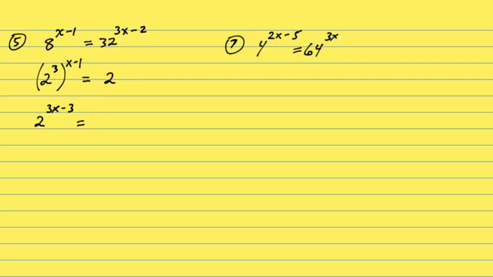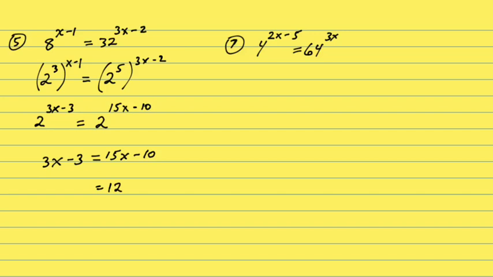32 could be called 2 to the fifth. Again, if you have a power to a power, you multiply exponents. 15x minus 10. Now both bases are 2, which means the exponents have to be equal. 3x minus 3 equals 15x minus 10.